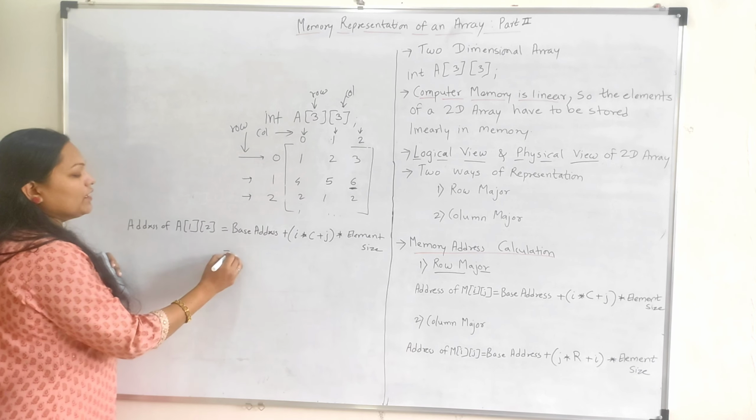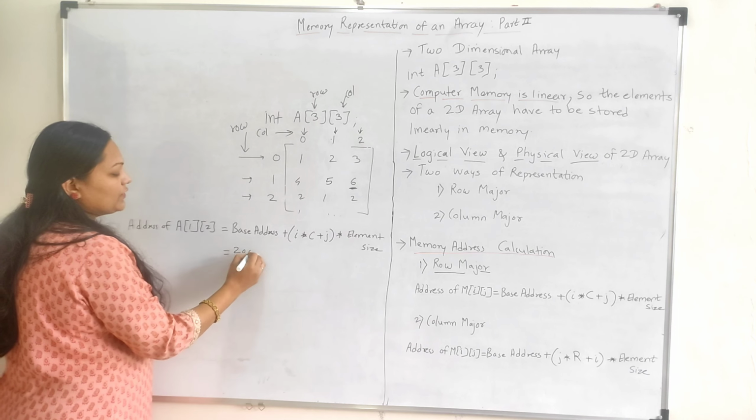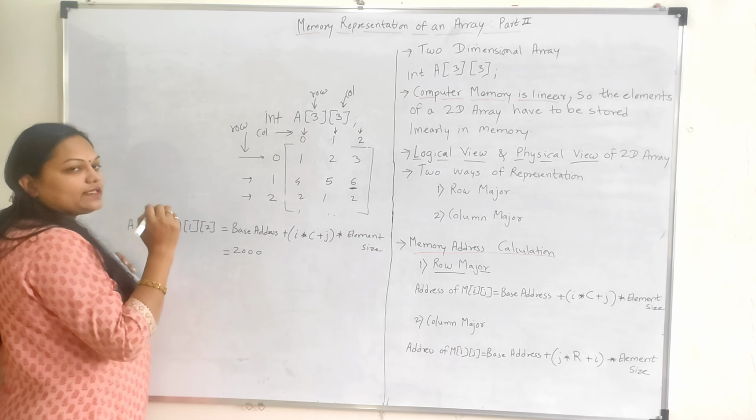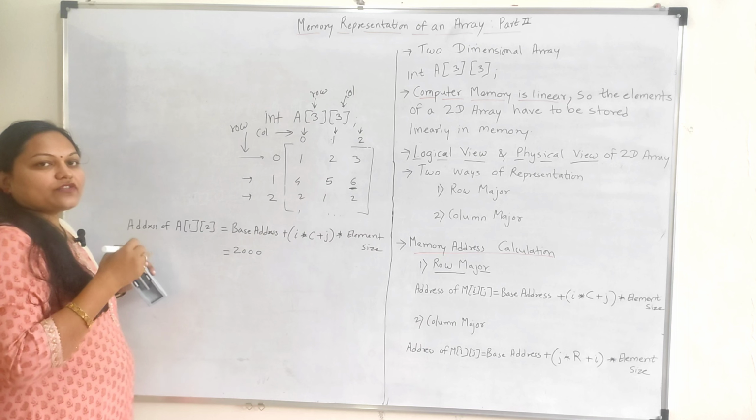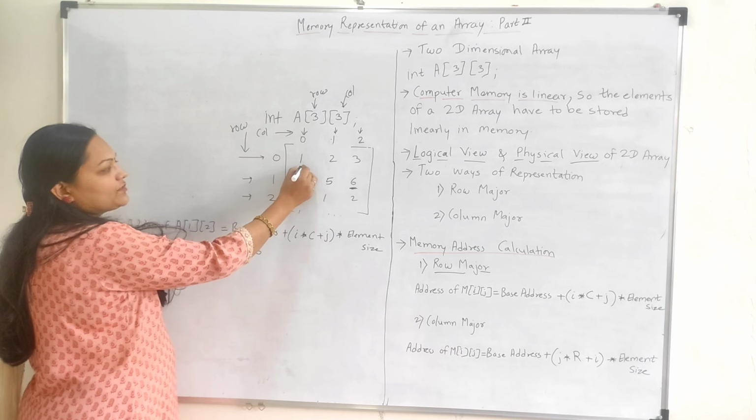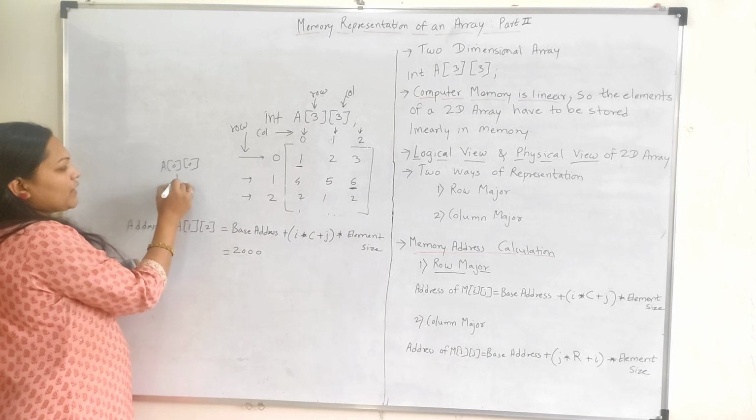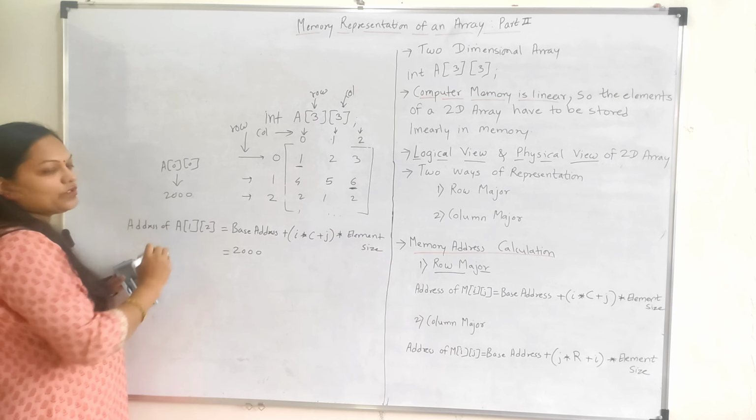Okay, so consider the base address for this is 2000. Base address means what? Address of the first element. So the first element in that matrix is this one, that is A of 0 0. So the address of this is 2000.